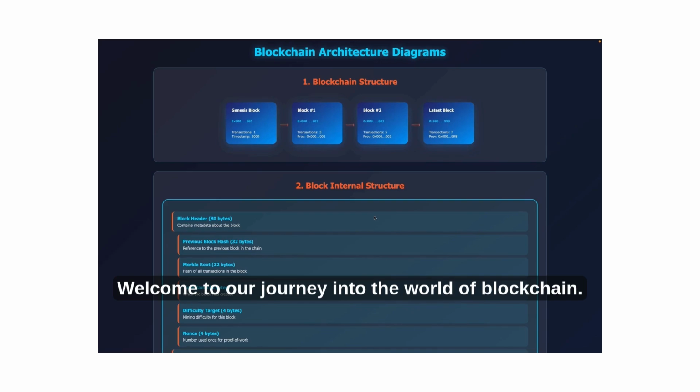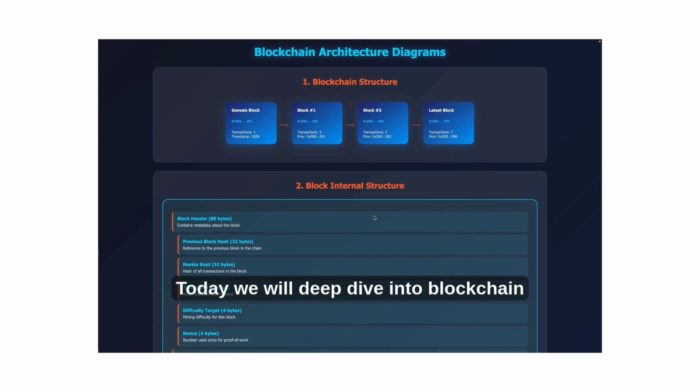Welcome to our journey into the world of blockchain. Today, we will deep dive into blockchain architecture. We're going to take you from the basics to advanced concepts, ensuring that by the end of this video, you'll have a comprehensive understanding of how blockchain works and its transformative power in various industries.